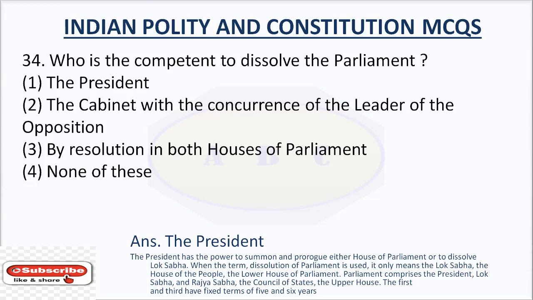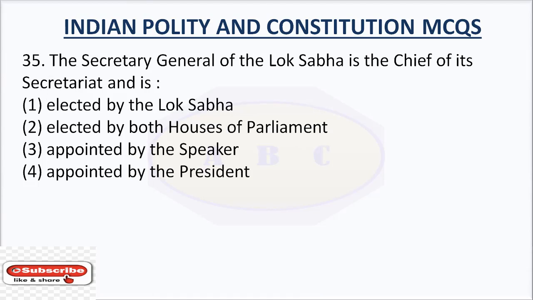President has the power to summon and prorogue either House of Parliament or to dissolve Lok Sabha. When the term dissolution of Parliament is used, in the House of the People, lower house of Parliament, Parliament comprises the President, Lok Sabha and Rajya Sabha. The Council of States, the upper house, has a fixed term of 6 years, and the Lok Sabha 5 years.